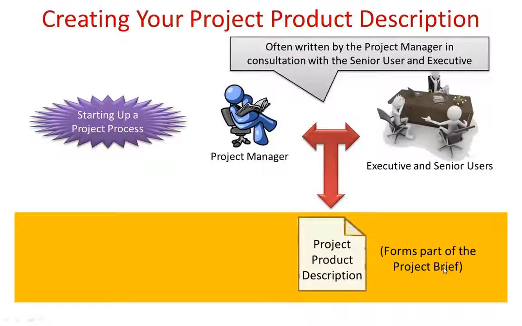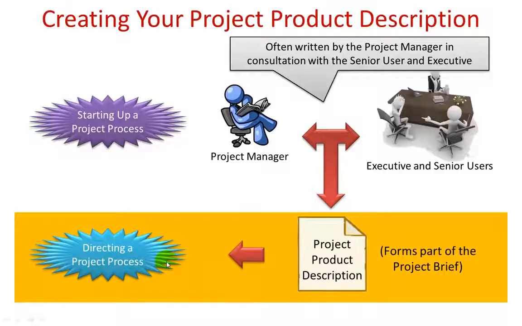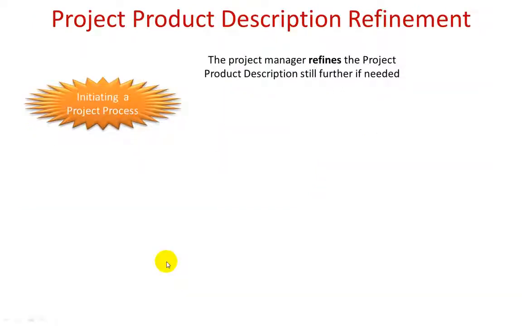If you remember, one of the two main deliverables from the starting up a project process, the other one being the plan for the initiation stage. And it's these two main products which are put before the project board within the directing a project process to make a decision whether or not to proceed into the initiation stage. Let's assume they do. So now we'll look at the refinement of the project product description within the initiating a project process, this is where this can happen.